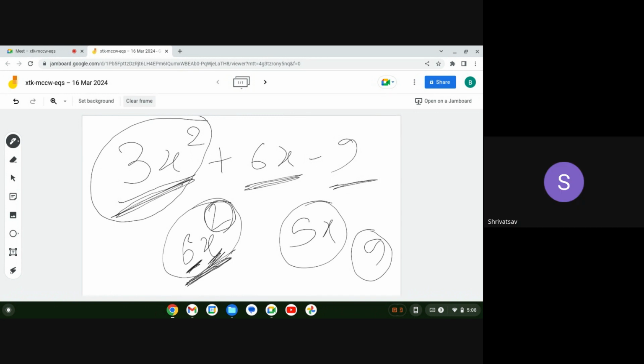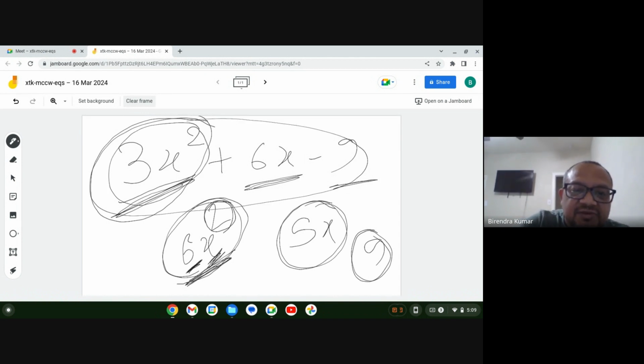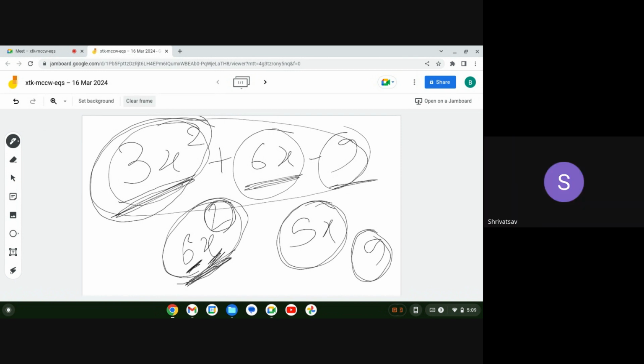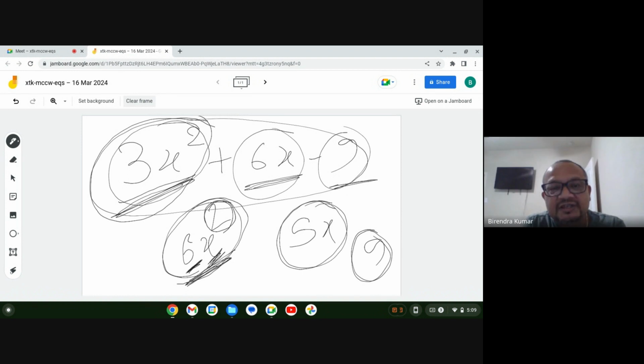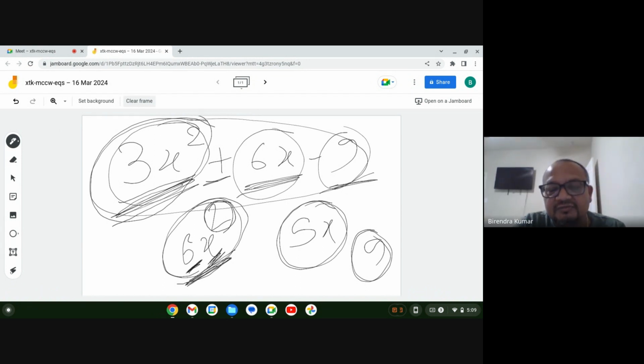So here this is one term. This is another term. This is another term. In this expression, you see three terms. This is one term, this is another term, this is the third term. For the sake of simplicity, you can say the terms are separated by the plus or minus sign, or multiplication sign or division sign. So this is one term, this is the second term, this is the third term.